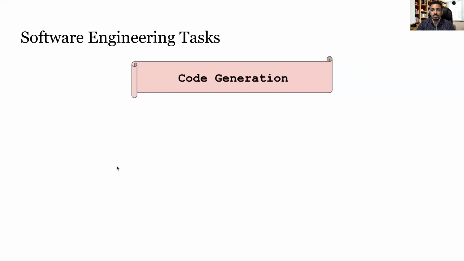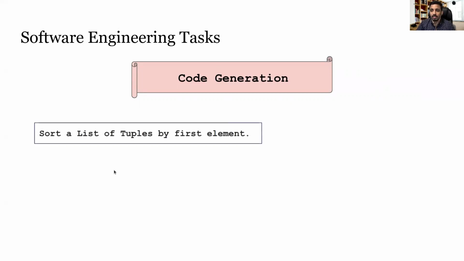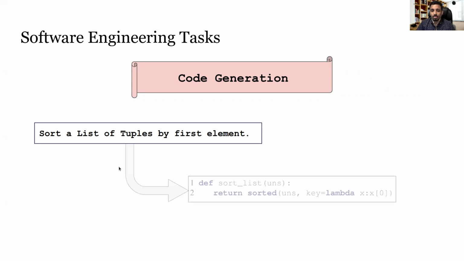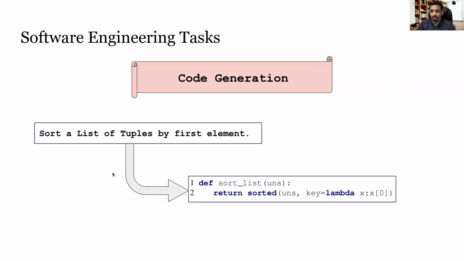Last but not the least, our third example task is code generation, where the input is a natural language description of a code and the output is the corresponding code in a programming language. For example, in this example shown here, the goal is to translate the natural language sentence to the corresponding sentence in Python.